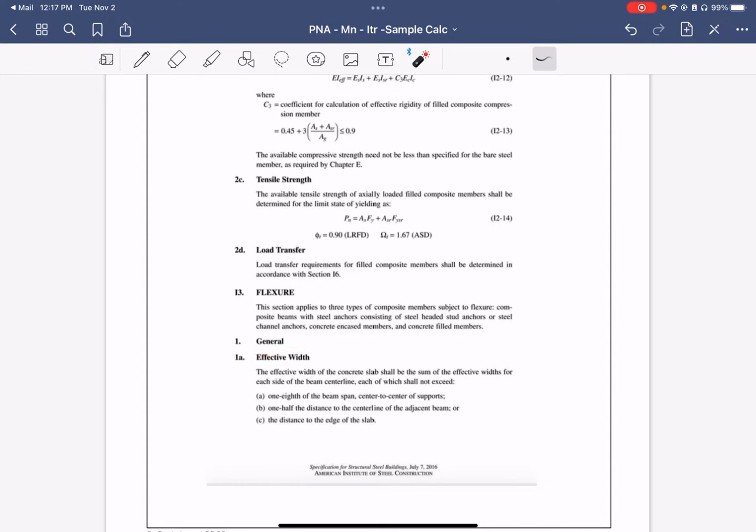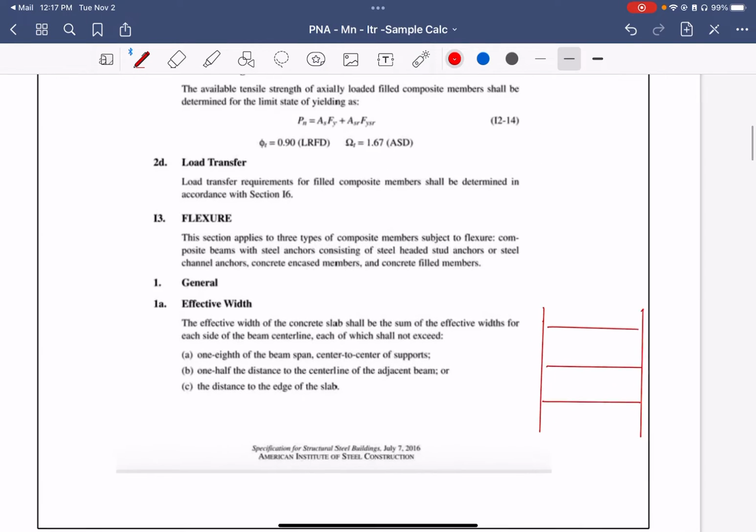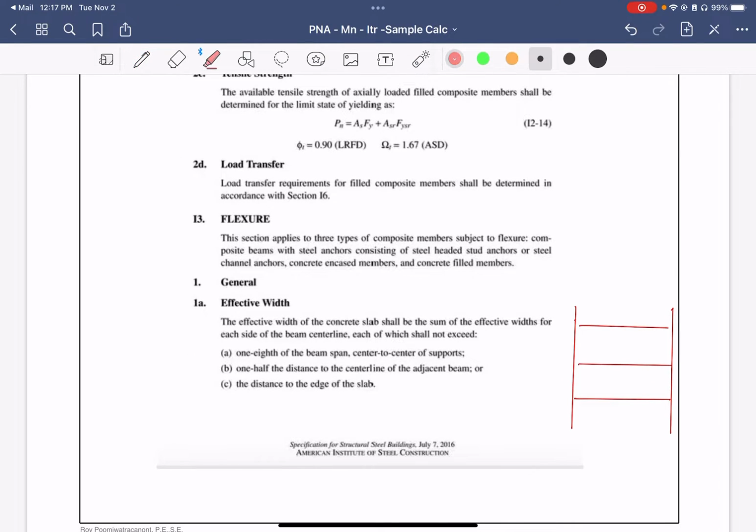Effective width pretty much means that if you have a beam, and this is a plan view, let's say that there's a girder right here or something. So if we're looking at, say, this beam, for example, and let's say that this is 10 feet, and this is 30 feet.